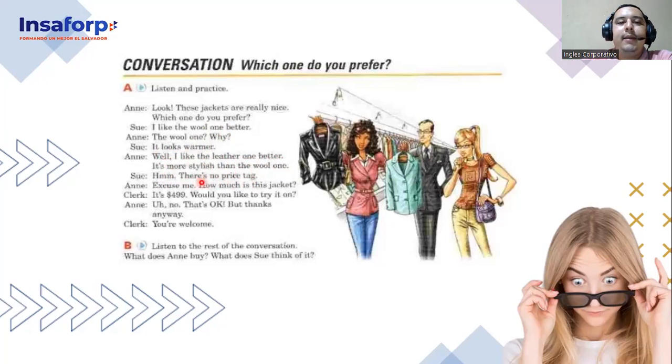There's no price tag. Excuse me, how much is this jacket? It's $499. Oh, it's very expensive. Almost 500. Would you like to try it on?